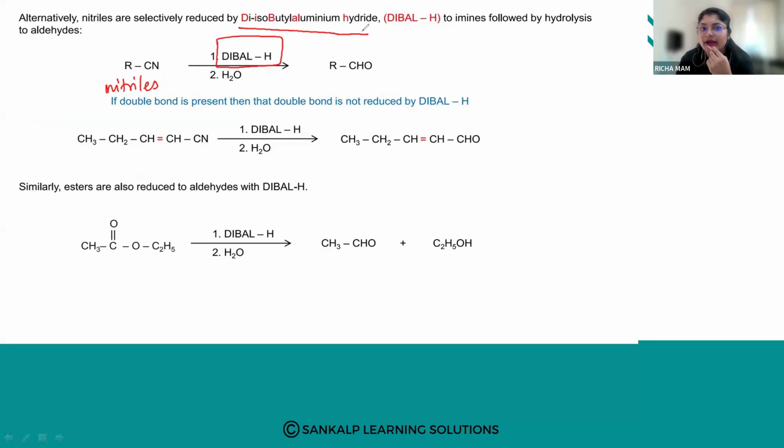Diisobutyl aluminium hydride. When you do this, from nitriles we can convert them into imines, and these imines on hydrolysis will give you aldehydes. So from this also we can do the corresponding reduction. Either you can take stannous chloride in the presence of hydrochloric acid, or I can take DIBAL-H, that is diisobutyl aluminium hydride.